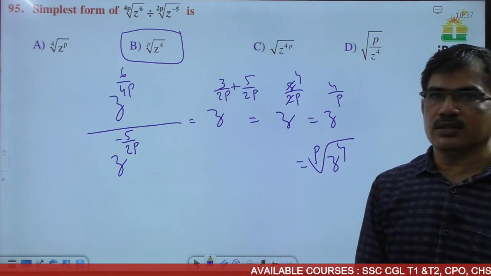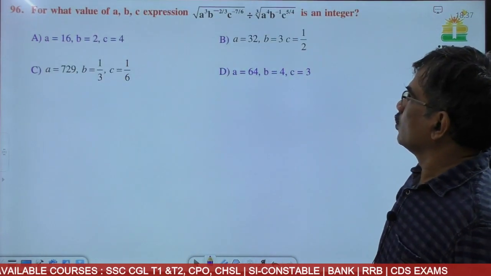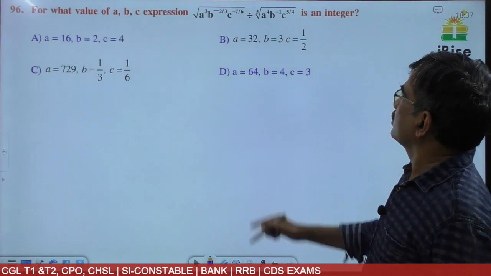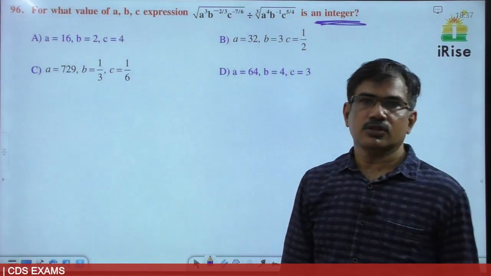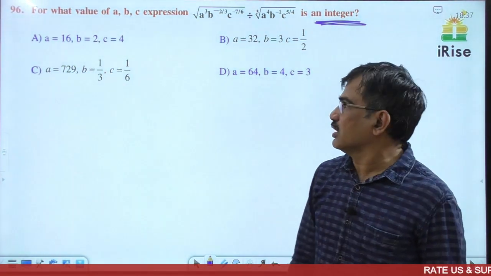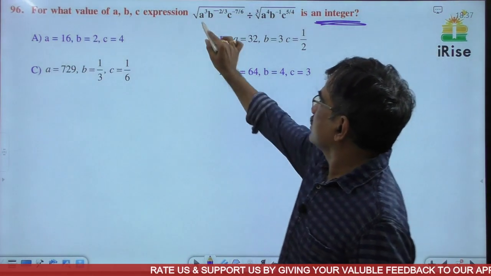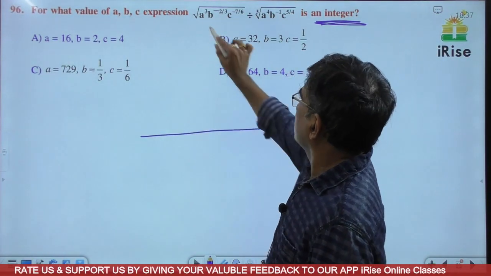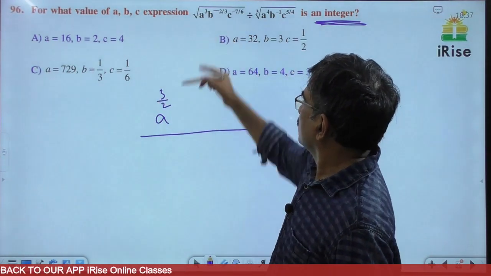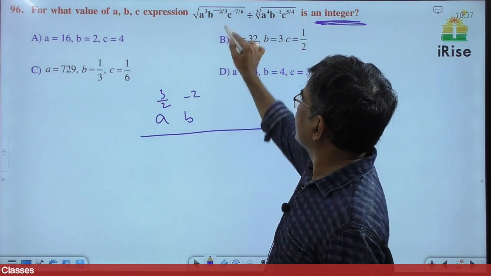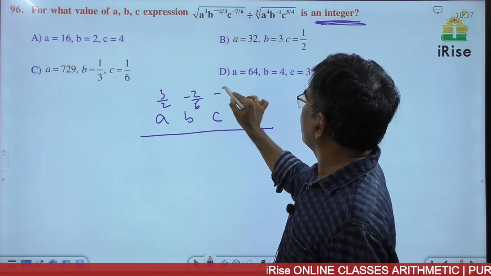Okay, next question. What are the values of a, b, c in the expression if it is an integer? Very important. So if it is an integer, then what are the values of a, b, c? Here I want to write directly, square root of a cube can be written as a power 3 by 2. This is b power minus 2 by 6, square root of this one. C power minus 7 by 12.